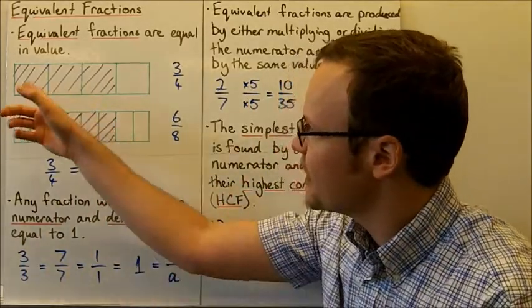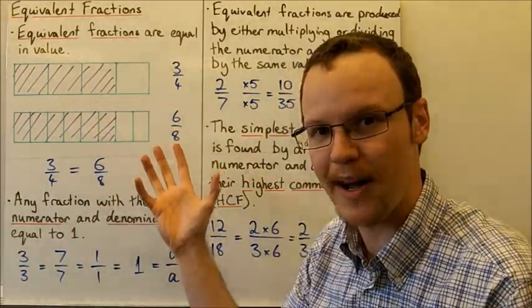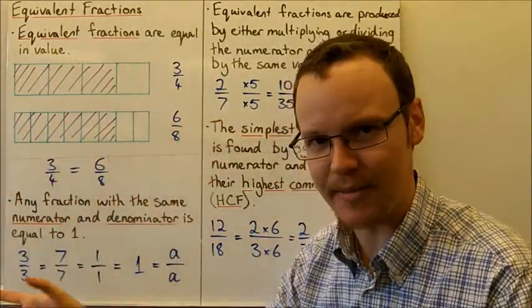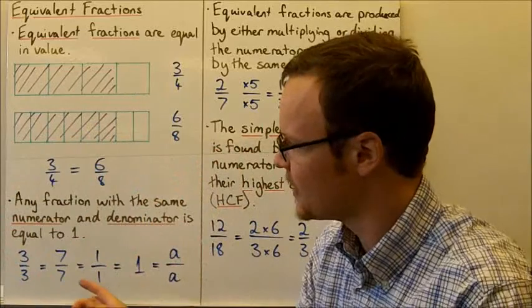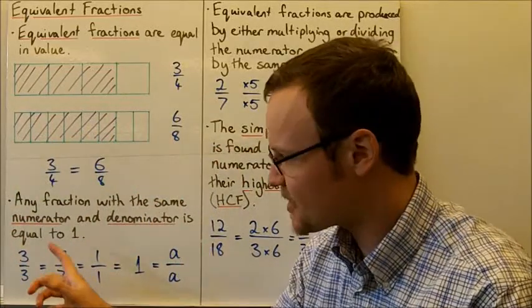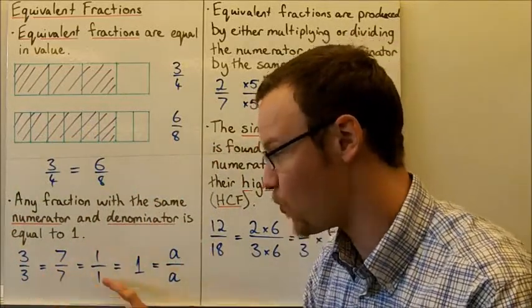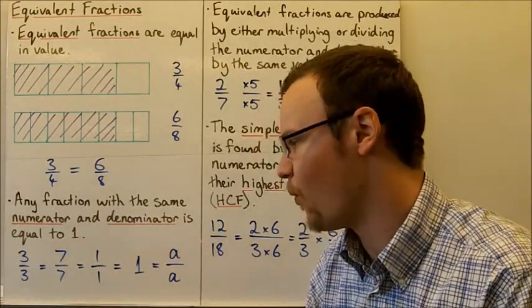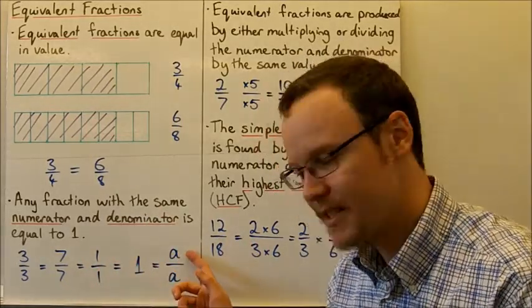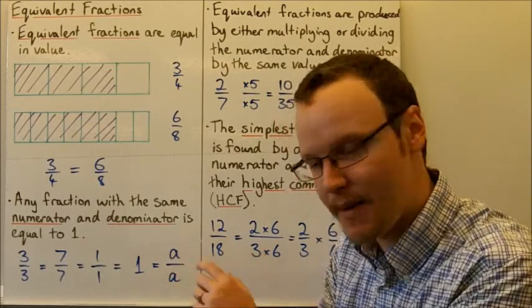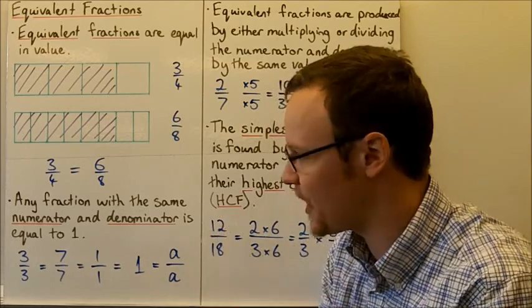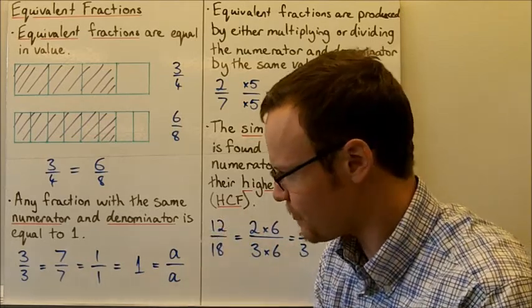It's like saying, here we've got something we've cut up into 4 parts and we're going to have all 4 of them. Here we've got something cut up into 8 parts, we're going to have all 8 of them. So that's the whole thing, 1. So 3/3, that's 1. 7/7, and something that's cut up into one part is 1. So any number, say A, as a numerator and the same number as the denominator is equal to 1.